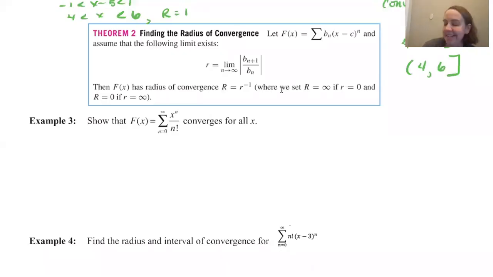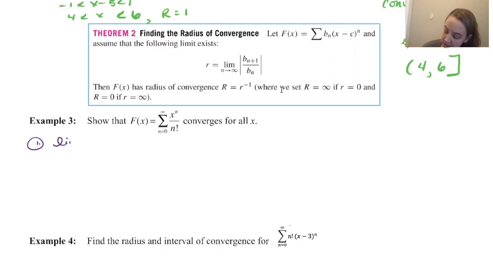All right, so change of location. Theorem 2, finding the radius of convergence. Let f be that power series that's centered at c, and assume the following limit exists. So that's what we were doing up above with that ratio test. And f of x has a radius of convergence R equals rho to the negative 1, where we said R equals infinity if rho equals 0, and R equals 0 if rho equals infinity. I know that seems like a lot. Go with the radius that we talked about earlier. For example 3, show that the following series converges for all x. So just like up above, you're going to start out with your ratio test.